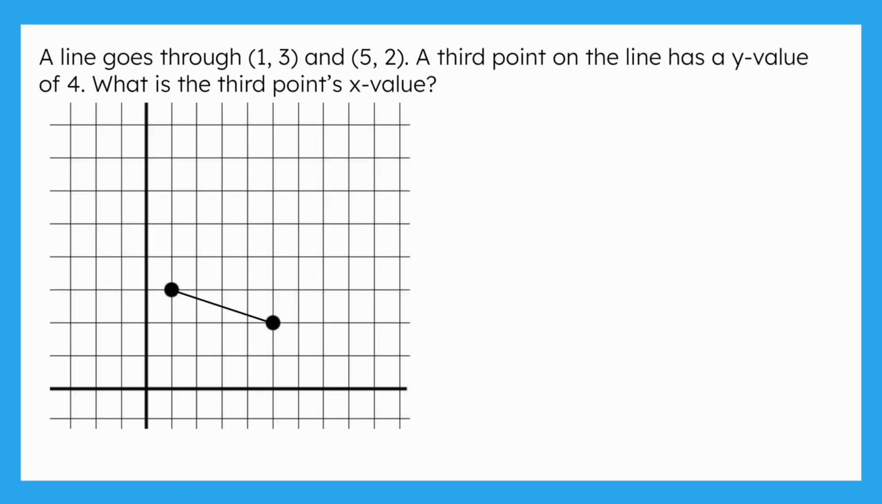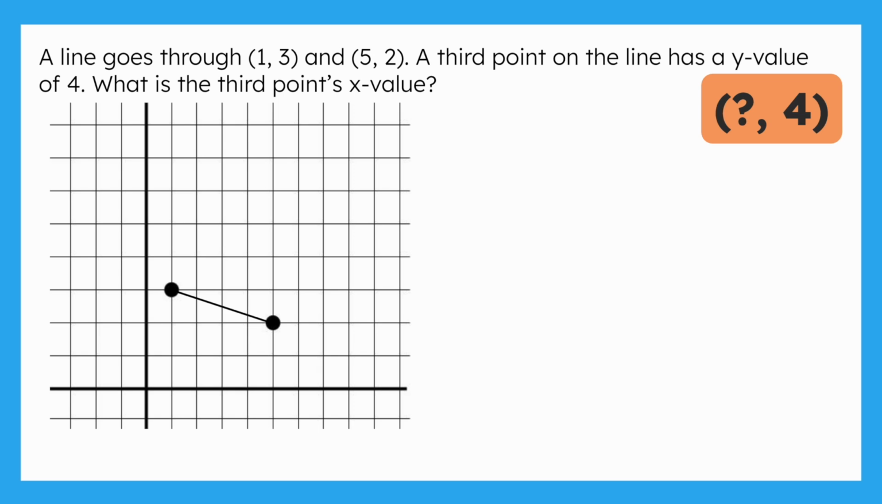Your turn. You try this one from start to finish. Keep an eye out. This one is slightly different because you need to find the x value, not the y value of the third point. A line goes through 1, 3 and 5, 2. A third point on the line has a y value of 4. What is the third point's x value?